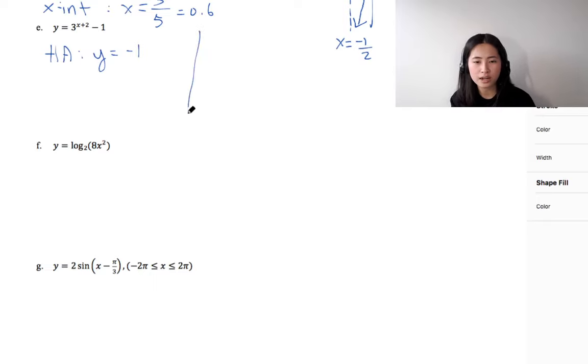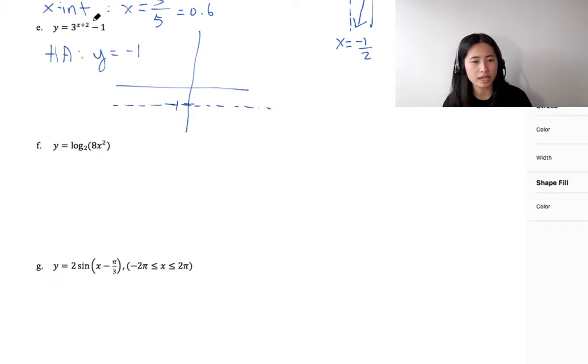So you have -1. Let's plot that here. Sorry, not there. That's 0, right? -1 is right here. Okay, that's where your horizontal asymptote is.